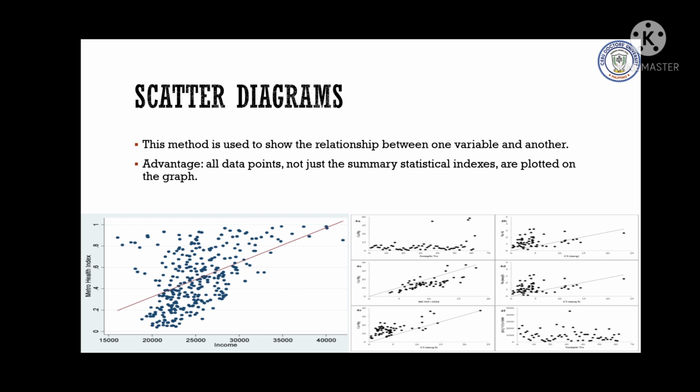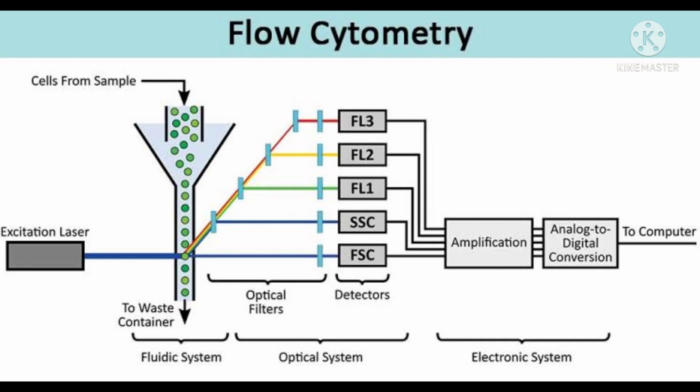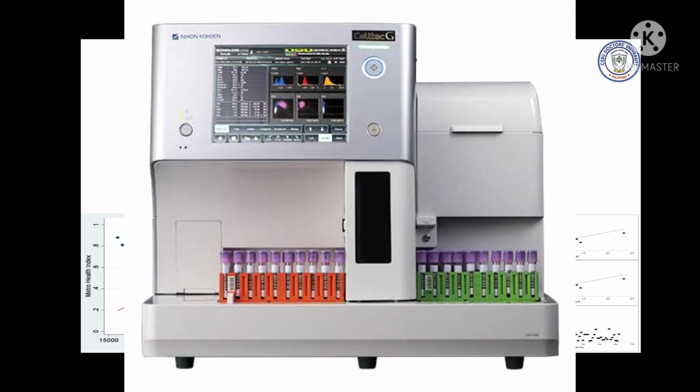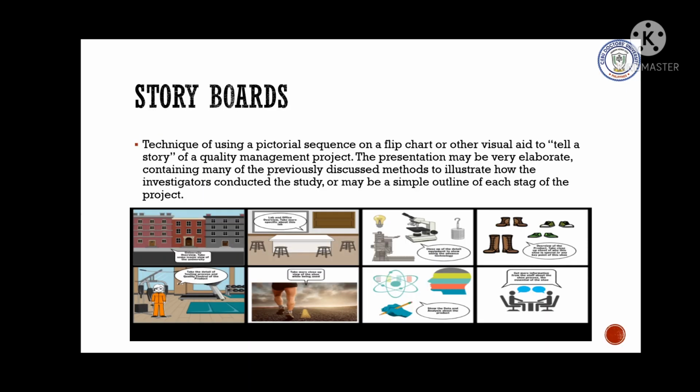Usually, you can see scatter diagrams from a flow cytometry instrument in the laboratory, usually a hematology analyzer. And last but not the least are storyboards. Storyboards refer to the technique of using a pictorial sequence on a flip chart or other visual aid to tell the story of a quality management project.